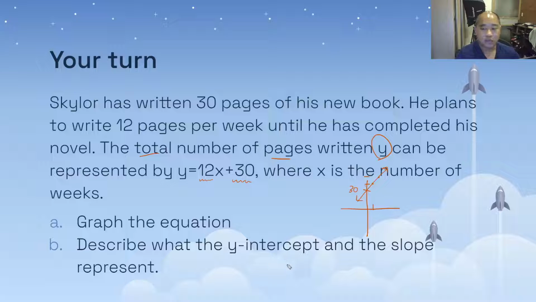Describe what the y-intercept and the slope represent. Well, I already did that. The y-intercept is how many pages he had at the beginning of the situation. He's already written 30 pages. And the slope is the number of pages he's going to write per week.